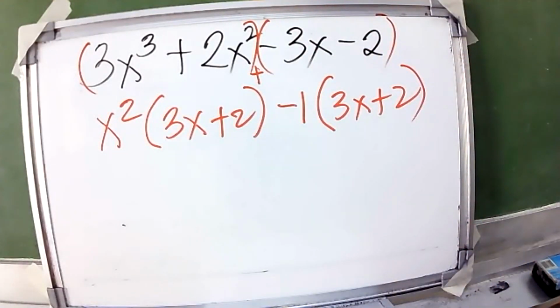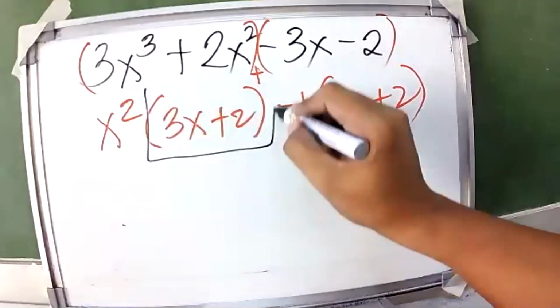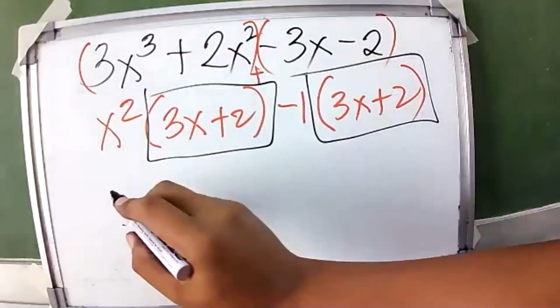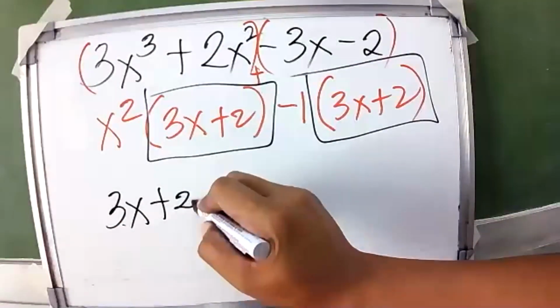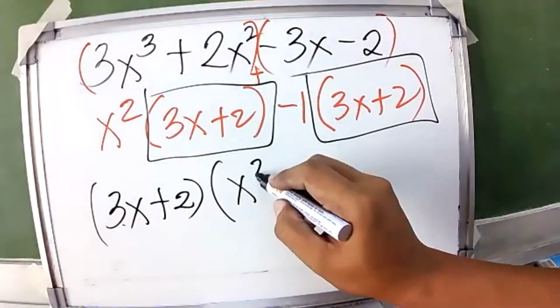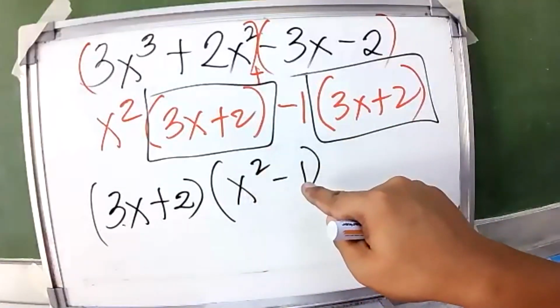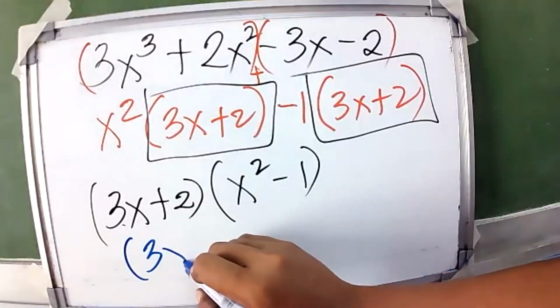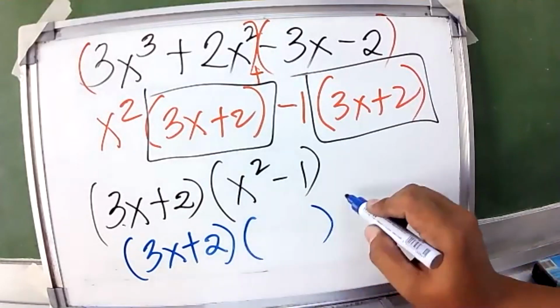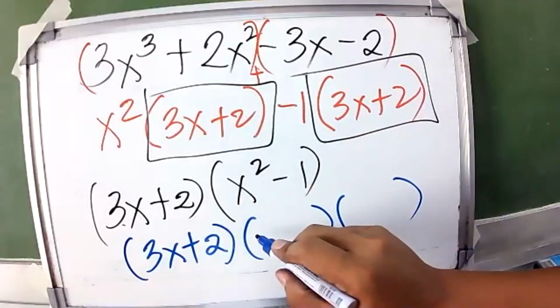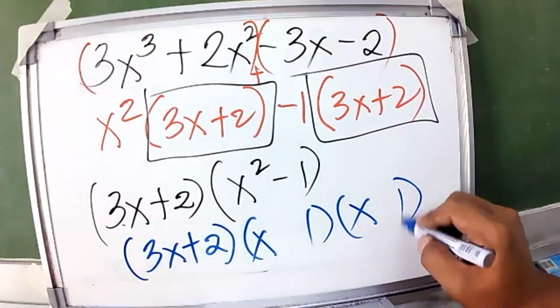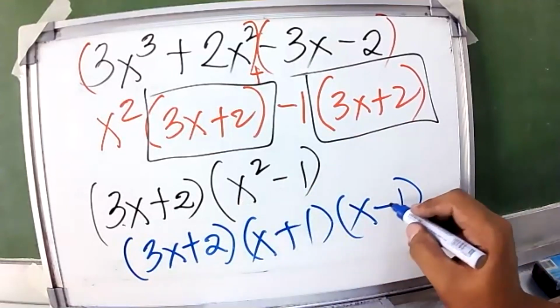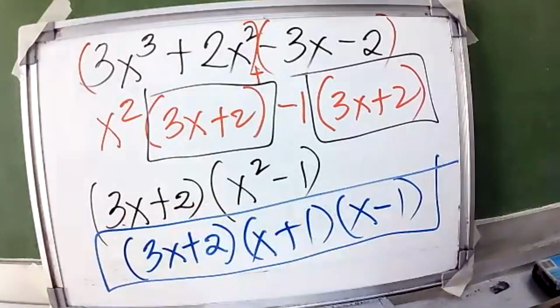Okay, I hope you did the same thing. Okay, common factor. Common factor, we have 3x plus 2. And then I have x squared minus 1. And x squared and 1 are both perfect squares, and it's minus, so this can still be factored. So I have here 3x plus 2. Factors of this, it's difference of 2 squares. That's x, x, 1, 1, positive, negative. That's it. Very good. And we did that by factoring by grouping.